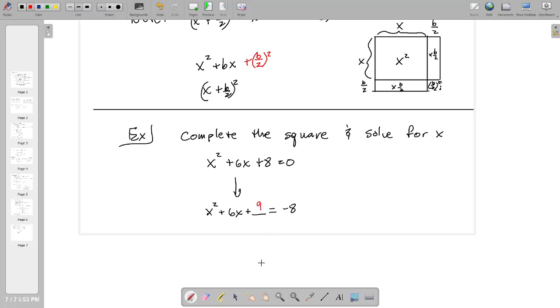But what that does is it tips the scale on our equation. It makes one side no longer equal to the other. So in order to keep the scale the same, I add 9 to the other side as well. So now I have x squared plus 6x plus 9, which we will use to factor into (x + 3) squared on the left, and then on the right, negative 8 plus 9 is of course equal to 1.